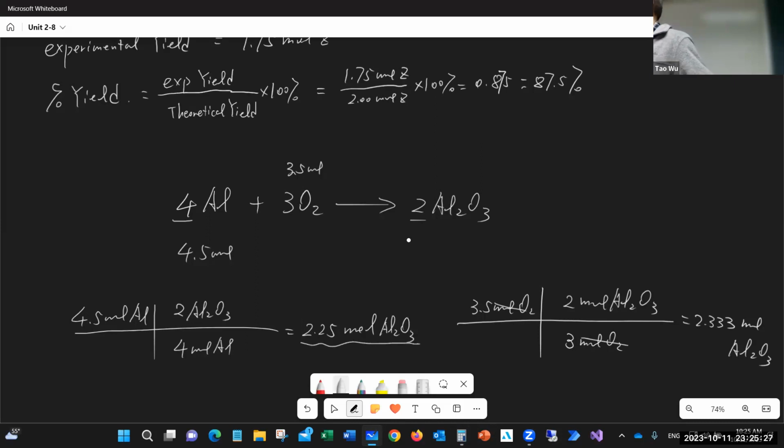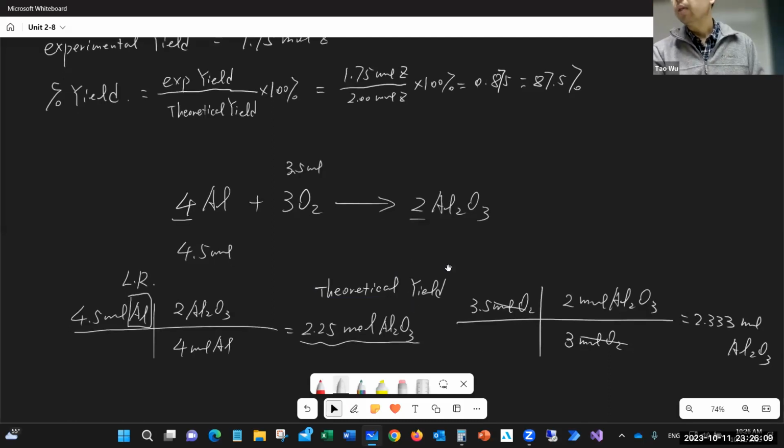And then we just need to compare those 2 numbers. We talk about which one is the theoretical yield, or the maximum amount that can be produced by the limiting reagent, which is the smaller one, right? So this one will be the theoretical yield. Later, if you want to figure out the percent yield, you're going to use this number, not this number, okay? This comes from the aluminum. In other words, aluminum will be the limiting reagent.